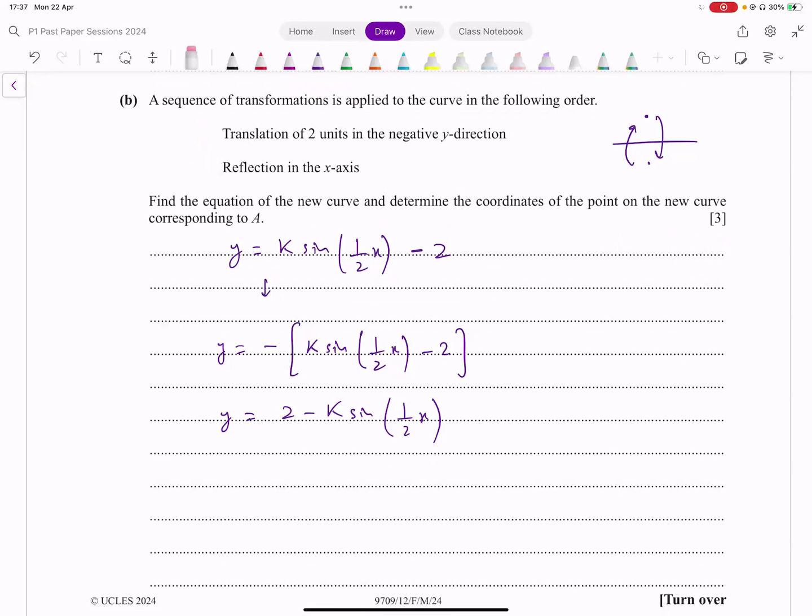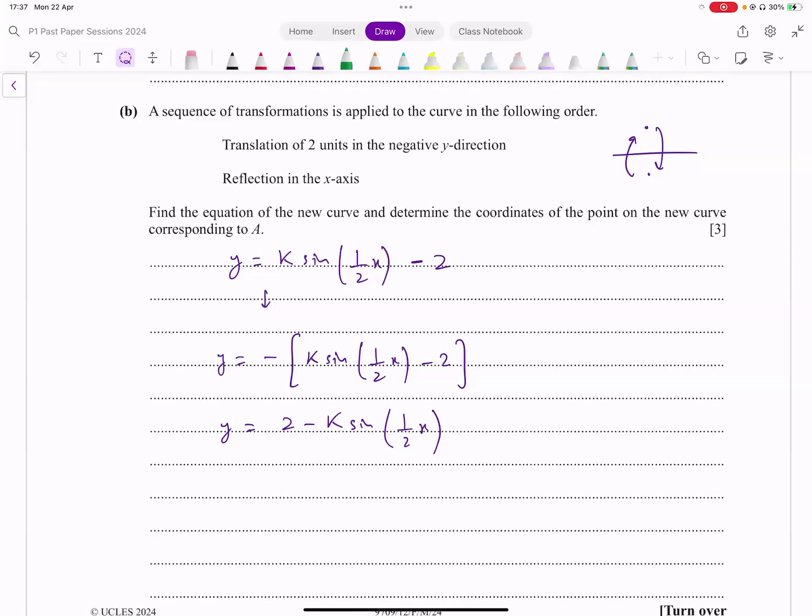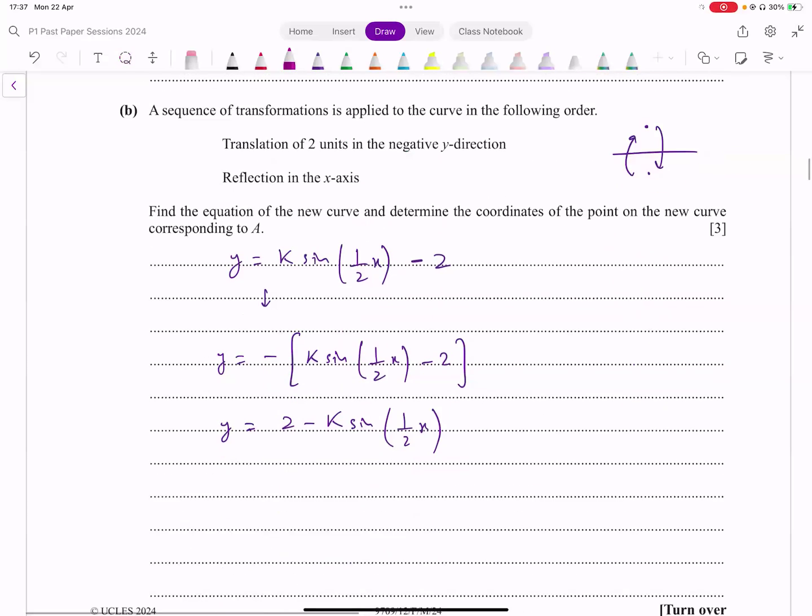All right, now determine the coordinates of the point on the new curve corresponding to A. So what was the point A earlier? The point A we figured out was 3 pi and minus k.